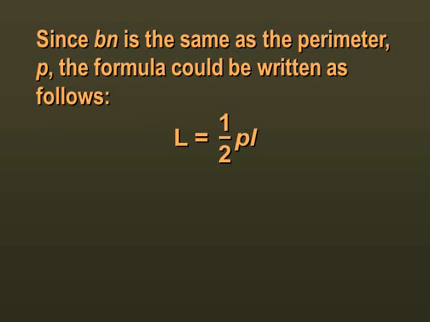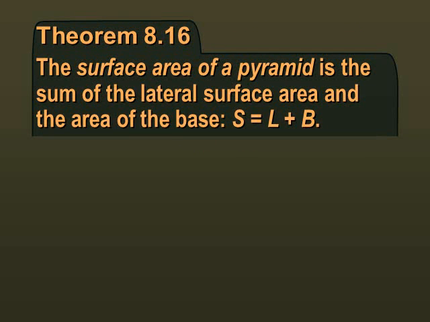Because base times number of sides is still the perimeter. Okay, so that's where this P comes in: perimeter times slant height.